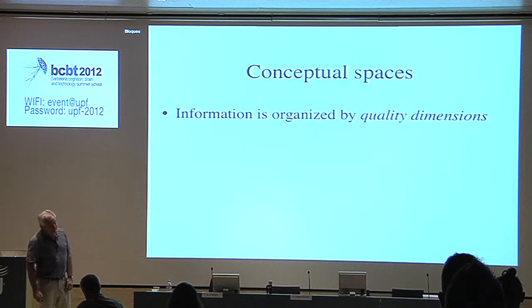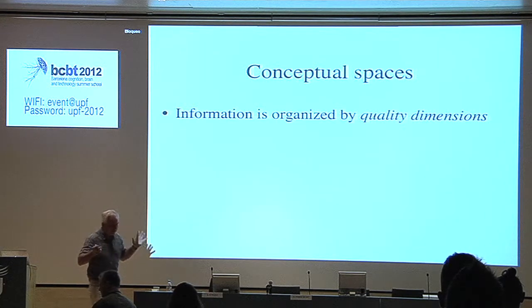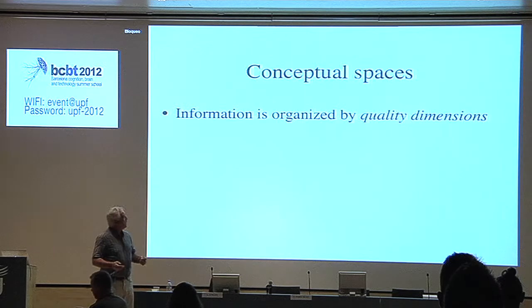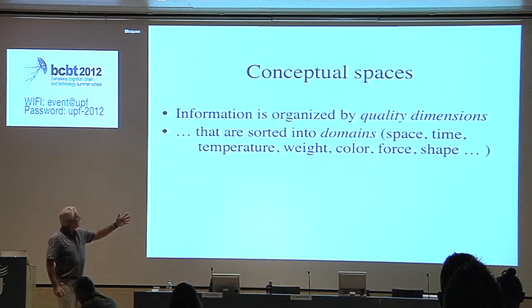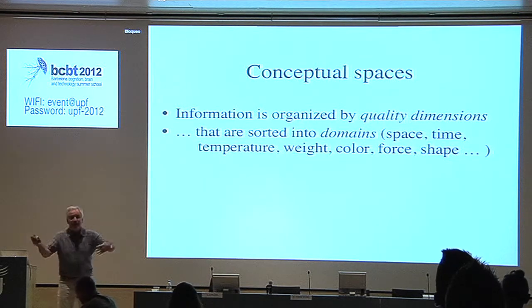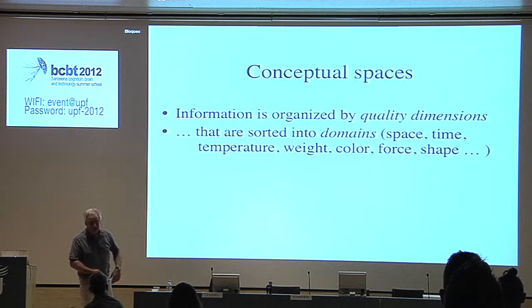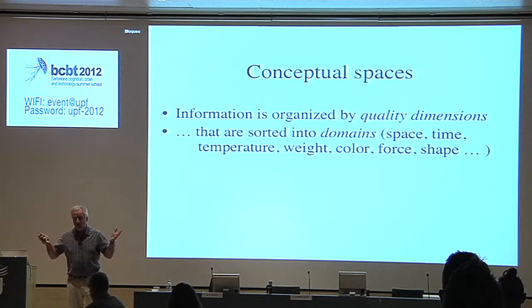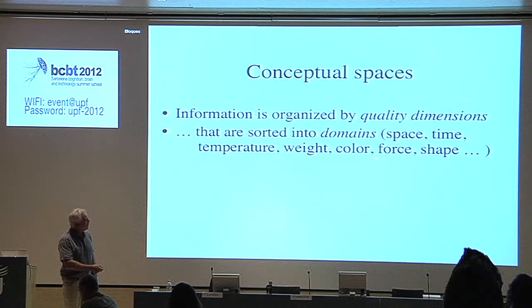I think of our thinking as organized into spaces. These are built on what I call quality dimensions. So you have things like space, time, temperature, weight, color, force, shape. All the things we use to sort out the world when we perceive it. It's an open-ended list, and in many cases there are abstract domains that I will come back to. One that I will focus on today is the force domain.